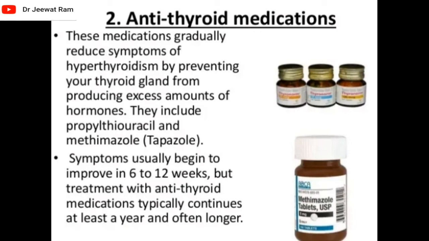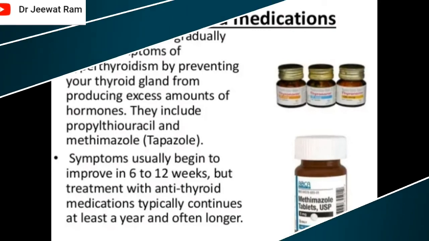Anti-thyroid medications: these medications gradually reduce symptoms of hyperthyroidism by preventing your thyroid gland from producing excess amounts of hormones. These include propylthiouracil and methimazole, Tapazole. Symptoms usually begin to improve in 6 to 12 weeks, but treatment with anti-thyroid medications typically continues at least a year and often longer.